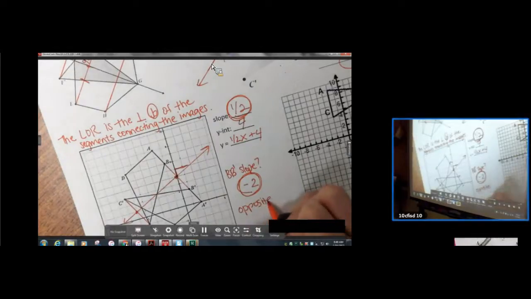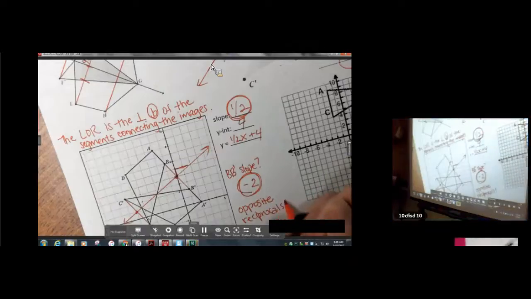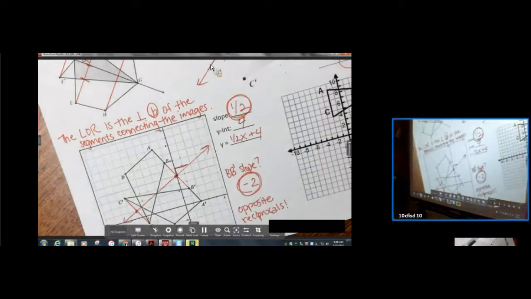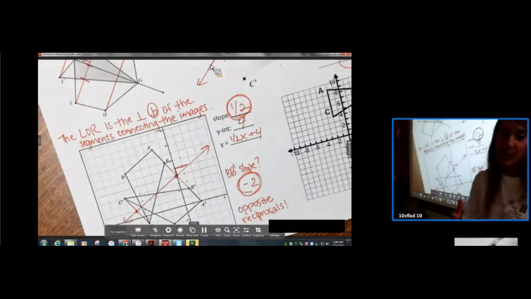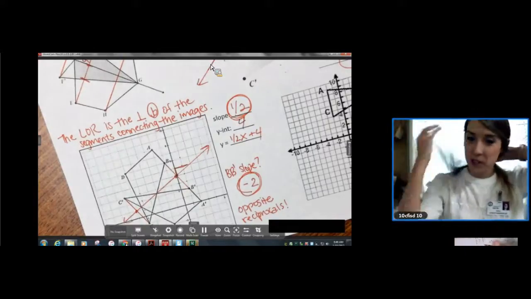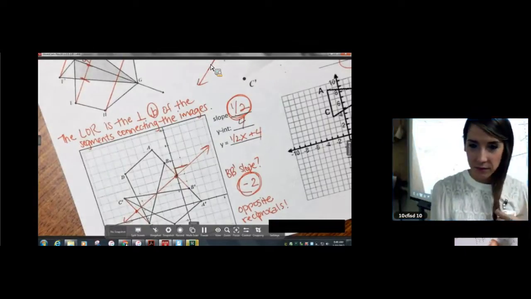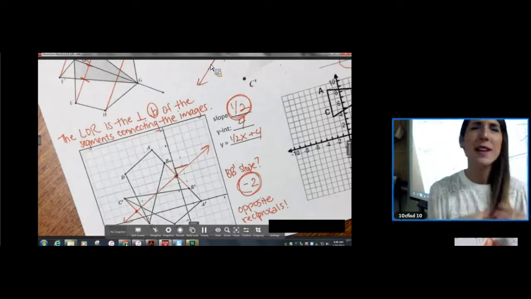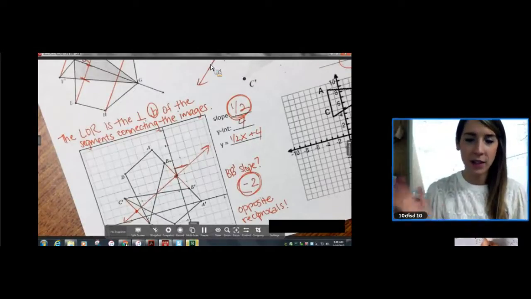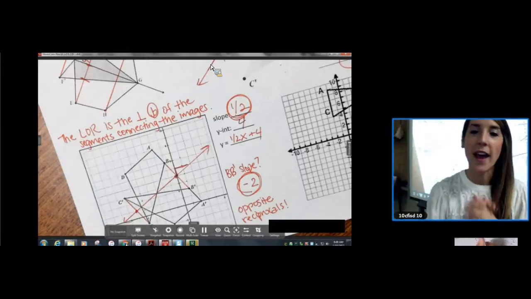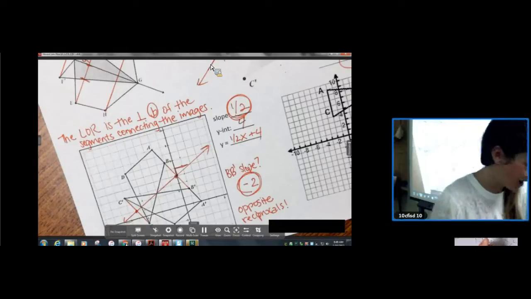They are opposite reciprocals. We learned last semester that if two lines' slopes are opposite reciprocals, then they are perpendicular. We know they're perpendicular because the line of reflection is the perpendicular bisector. Okay, so we're going to use that knowledge on our next example.